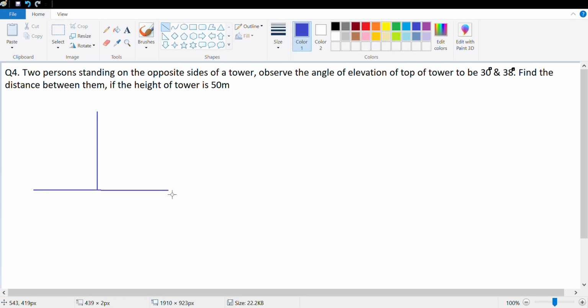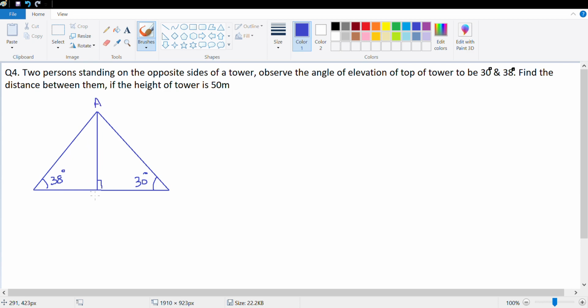So are they equidistant from the tower? No, that's not given. It says one angle of elevation is 30, one angle of elevation is 38. So obviously the person who's standing closer to the tower will have a higher angle of elevation, and the person who's standing further away from the tower will have a slightly lesser angle of elevation. So let's say this is 30 degree and this one, which is closer, is 38 degree, marking the 90.